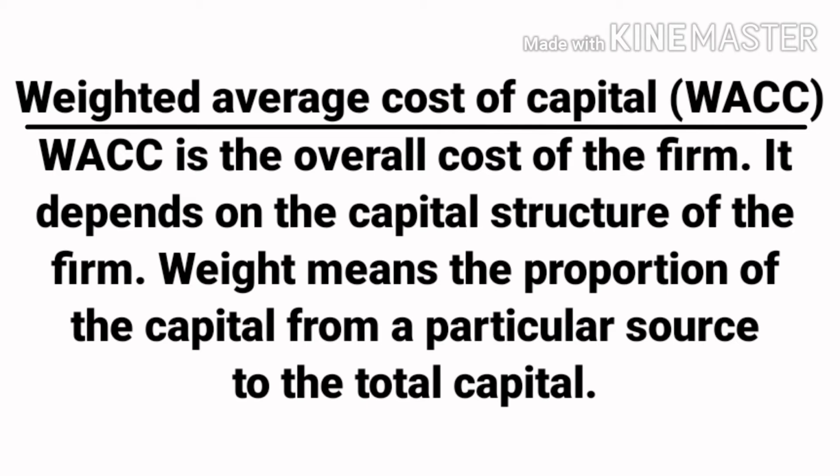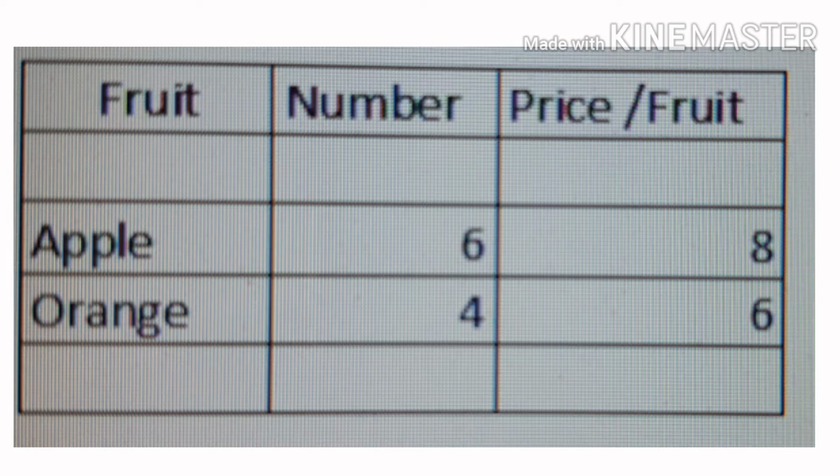To understand the concept and calculation of weighted average cost of capital, we will do a small problem which we have all studied in our school days. This is a very simple problem, but it will definitely make you understand the concept and the calculation of the weighted average cost of capital. One person purchased 6 apples at the rate of rupees 8 per apple and 4 oranges at the rate of rupees 6 per orange. What is the weighted average cost of the fruit?